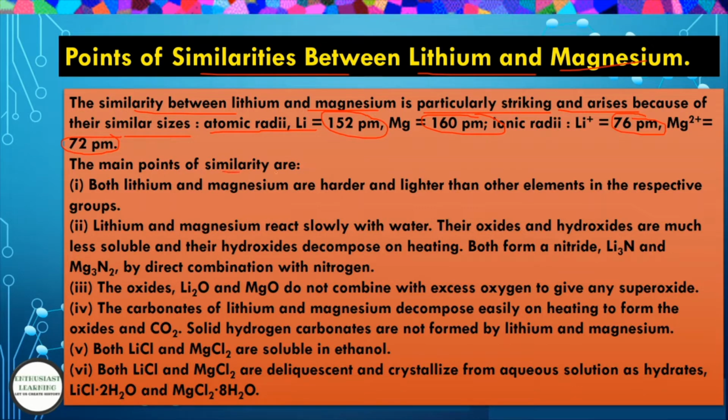The main points of similarity are: both lithium and magnesium are harder and lighter than other elements in their respective groups. Lithium and magnesium react slowly with water; their oxides and hydroxides are much less soluble and their hydroxides decompose on heating. Both form a nitride by direct combination with nitrogen.